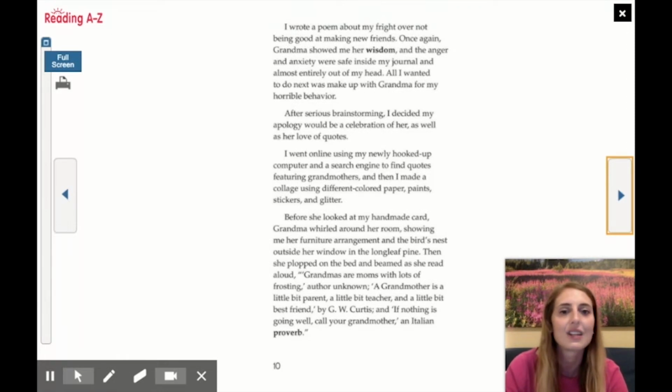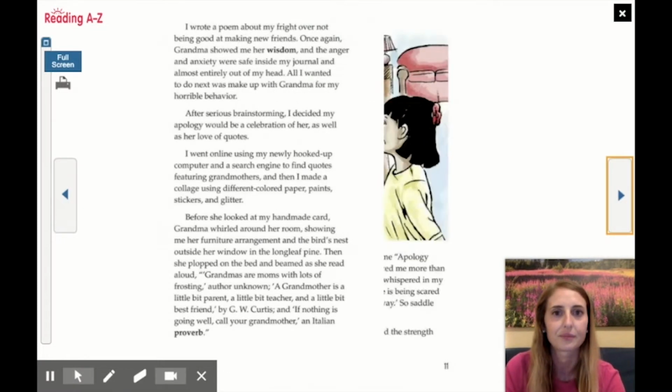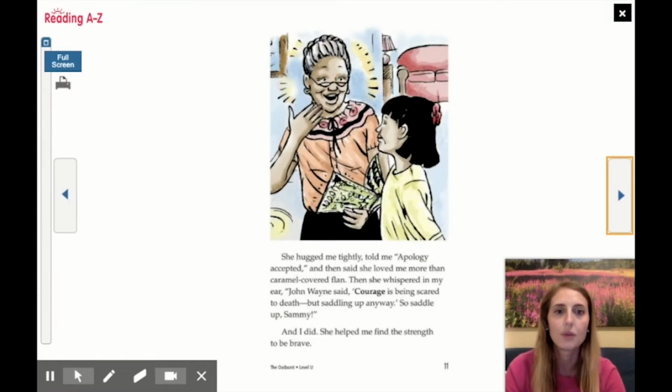Grandmas are moms with lots of frosting. Author unknown. A grandma is a little bit parent, a little bit teacher, and a little bit best friend, by G.W. Curtis. And if nothing is going well, call your grandmother, an Italian proverb. She hugged me tightly, told me apology accepted, and then said she loved me more than caramel-covered flan. Then she whispered in my ear, John Wayne said, courage is being scared to death, but saddling up anyway. So, saddle up, Sammy. And I did. She helped me find the strength to be brave.